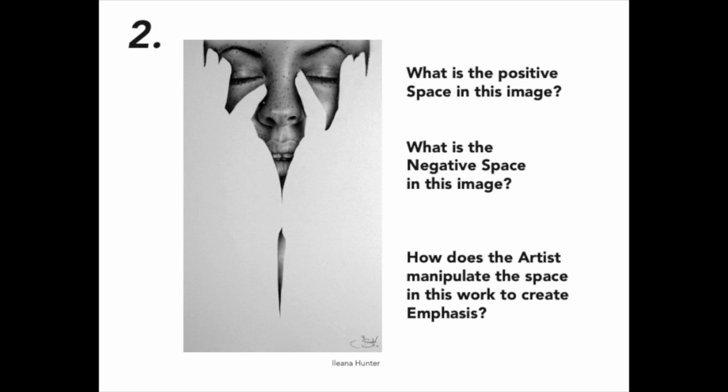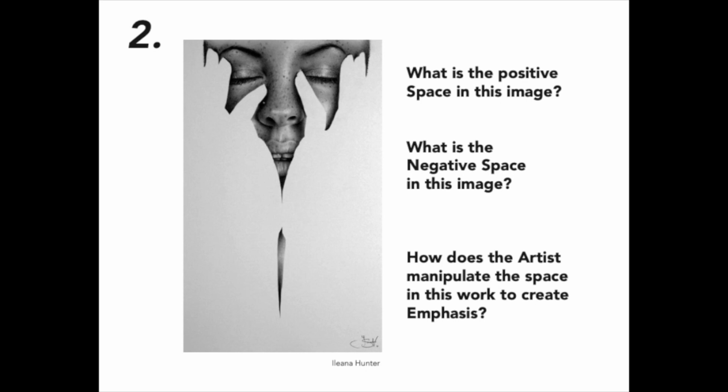The last question I'd like you to consider is, how does the artist manipulate the space in this work to create emphasis? Remember that in art, emphasis is defined as an area or object within the artwork that draws attention and becomes the focal point. In this example that we've been looking at, the positive space in the image is the woman. The negative space would be the space around the woman. However, the artist manipulates the space in the artwork to create emphasis on the woman's face.